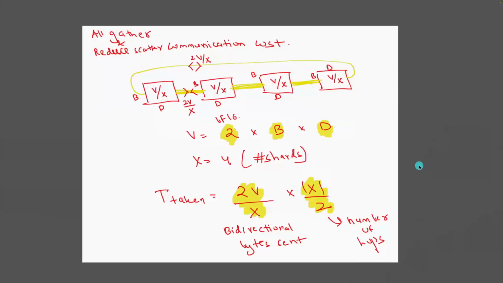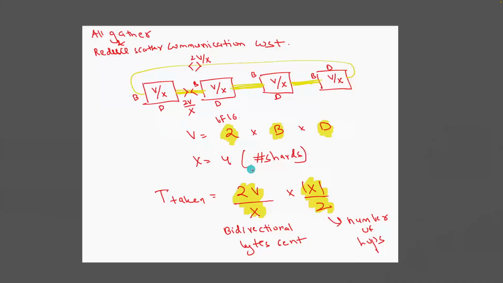So let's calculate the communication cost in all gather and reduce scatter, which have similar communication cost. Let's say you have a vector V, and you have X number of devices. Here, for example, you have 4 devices, so X is 4 and you have a vector V.